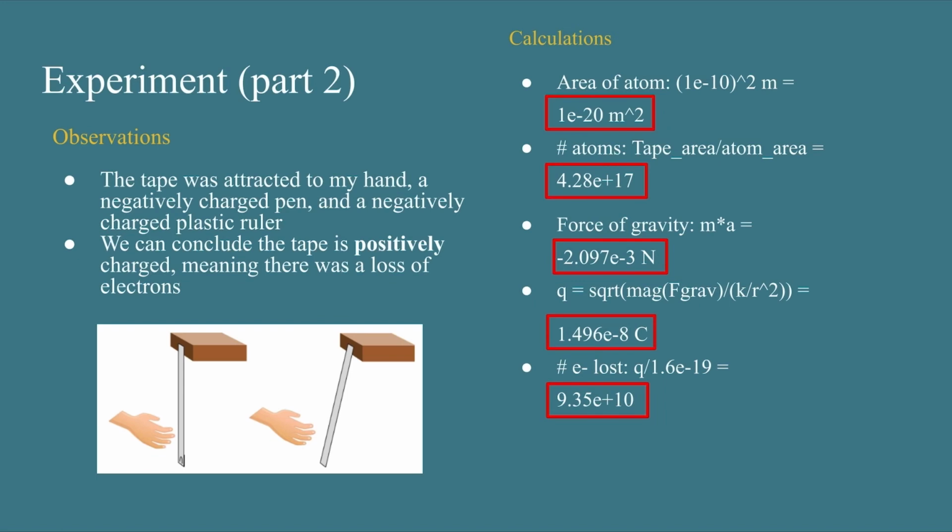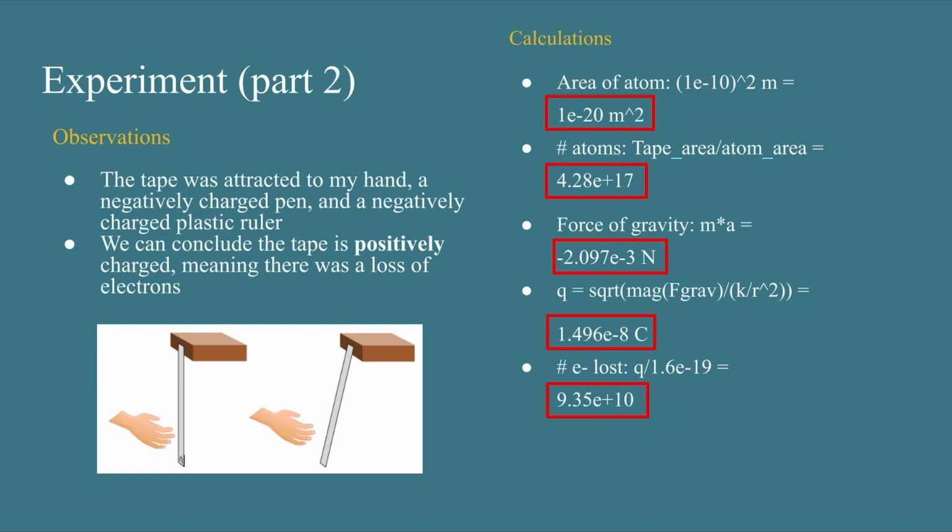The area of an atom was estimated to be an angstrom squared, or in this case, 1 times 10 to the negative 20 meters squared. The number of atoms in the tape was found by dividing the tape area by atom area, which was 4.28 times 10 to the 17. The force of gravity was simply mass times acceleration, which was negative 2.097 times 10 to the negative 3 newtons.